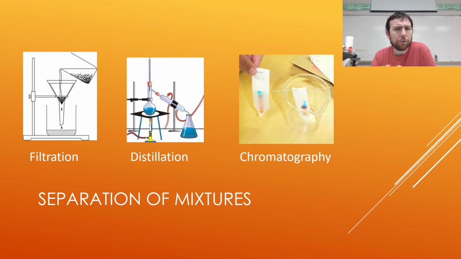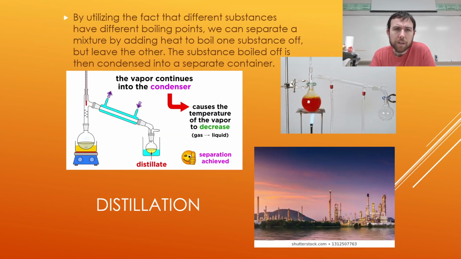So we've talked about filtration. Let's spend some time looking at distillation, right? Distillation is a process that takes into account that different substances can have different boiling points. Specifically here, we're talking about probably two different liquids, right? And so what we can do is separate a mixture by adding heat to boil one substance off, but leave the other behind.